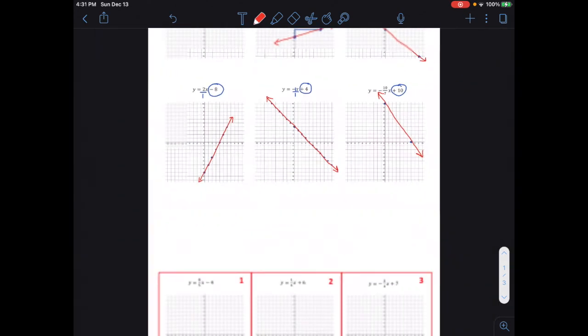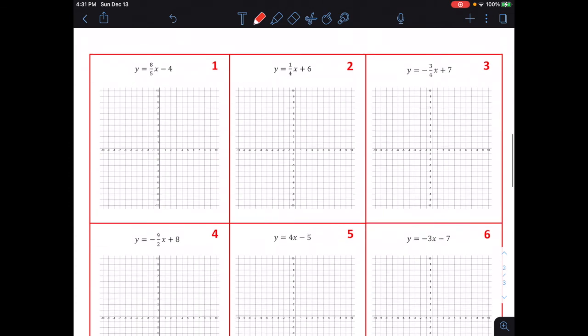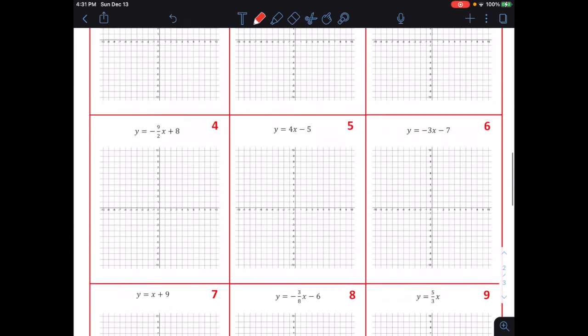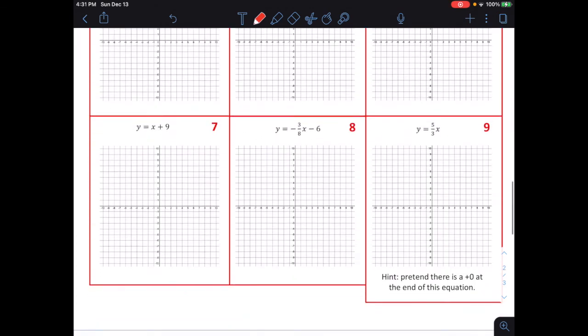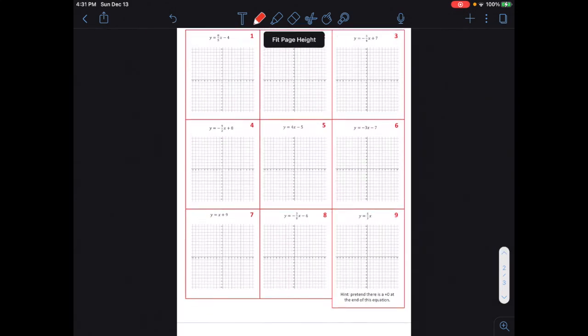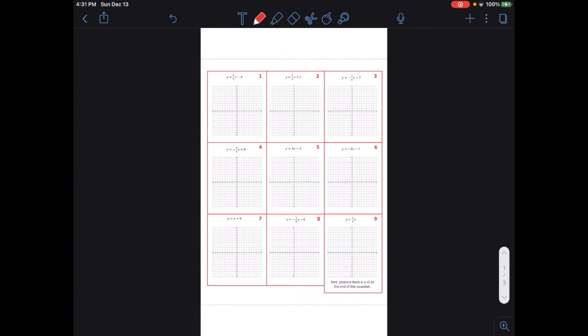All right. So here we go. On the back, we have 1, 2, 3, 4, 5, 6, 7, 8, 9, with a hint on the last one. All right. So go through these 9. They're in red boxes, so that means you have to put them in Schoology. There is a possibility that you won't be putting them in Schoology, so you may just have to submit this as a PDF, but you'll figure that out, and I'll let you know in class if there is a Schoology assignment or something you have to submit as a PDF.